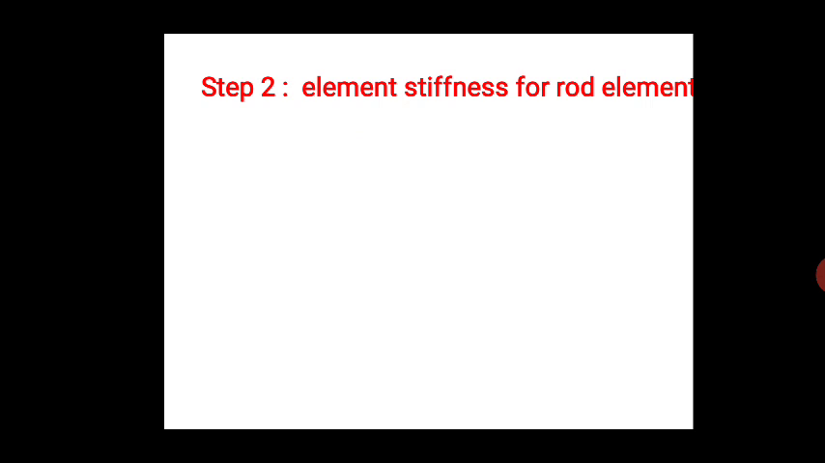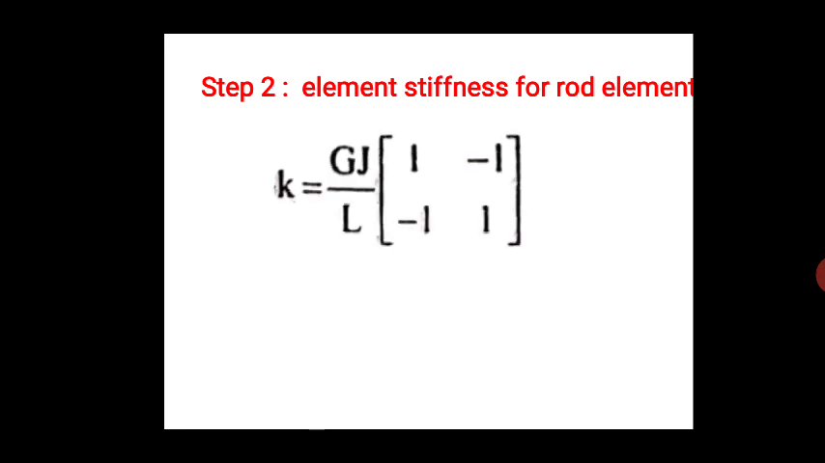Step 2, we need to represent the element stiffness matrix for the rod element. We have the element stiffness matrix for the rod element as K equal to GJ divided by L into the matrix 1, minus 1, minus 1 and 1.